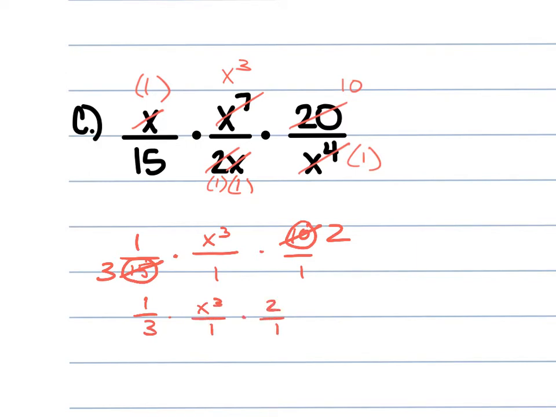These are way easier to work with than what I started with. What is the whole top going to multiply? What is that going to become? 2x to the 3rd. What's the bottom going to become? 3. So here is my answer.